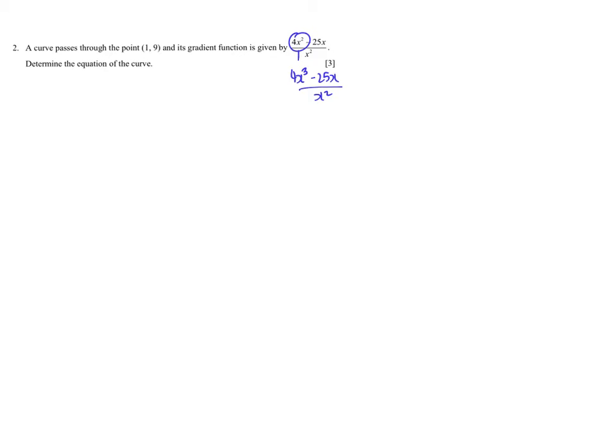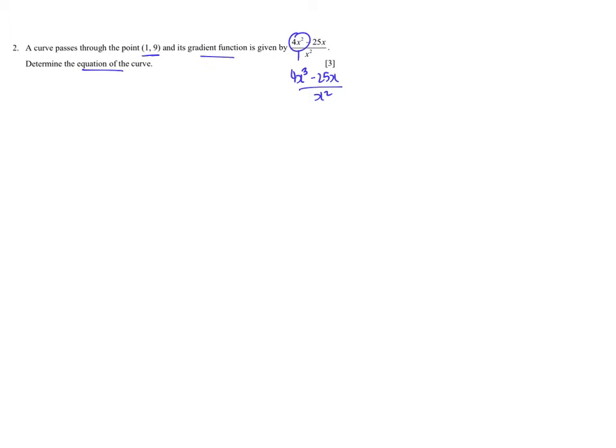Alright, so let's read the question again. A curve passes through a point (1, 9), and its gradient function is given by (4x cubed minus 25x) over x squared. We are supposed to find the equation of the curve. This may look similar to one of the questions in paper 2 of your common test.